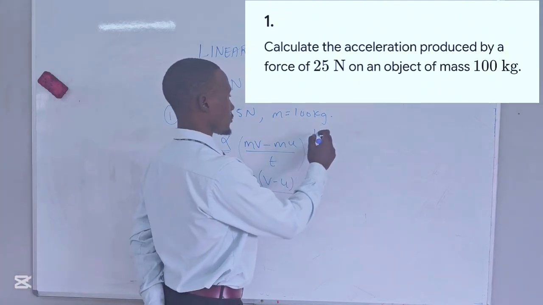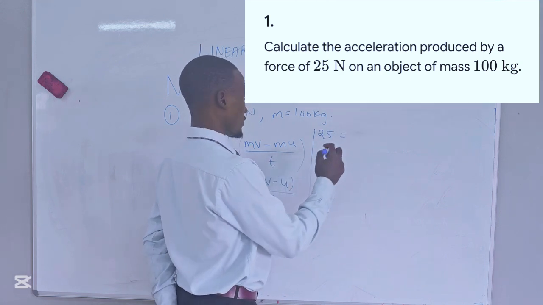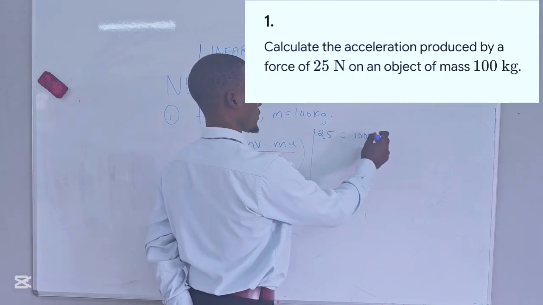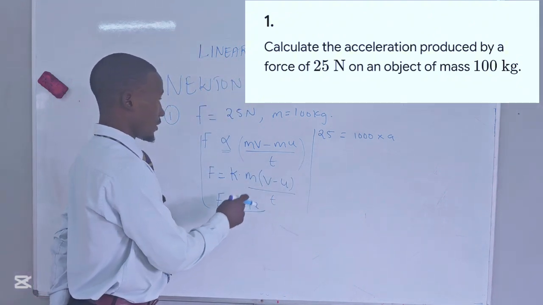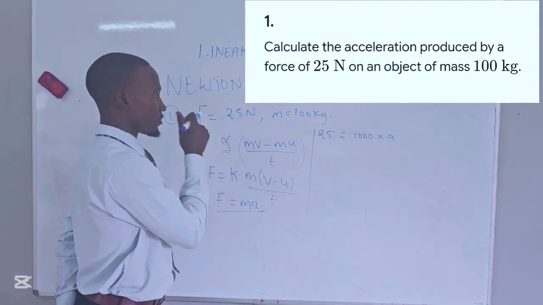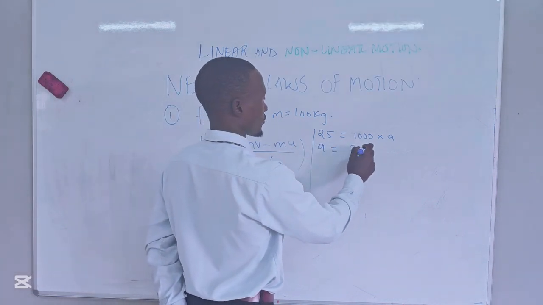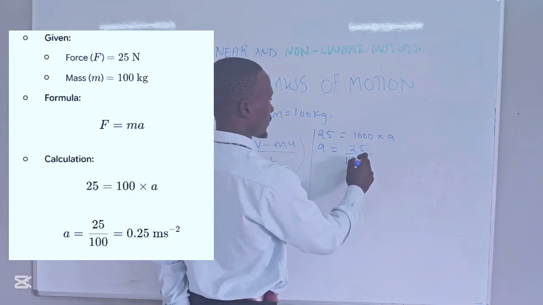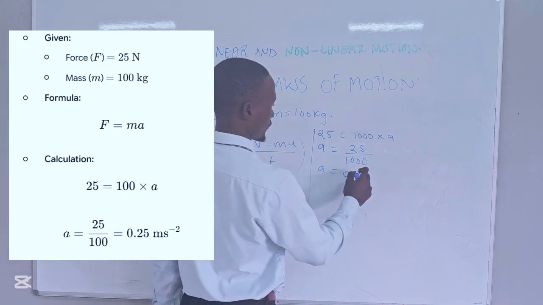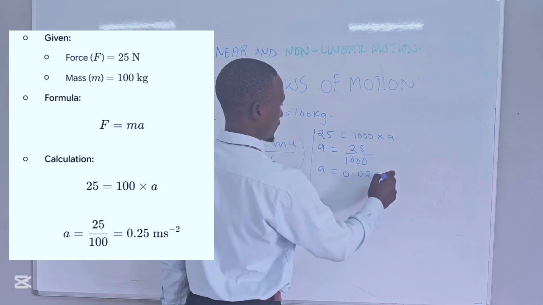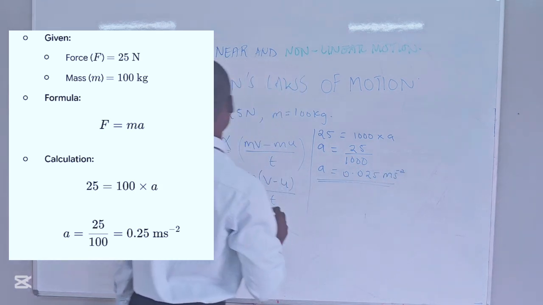So let's substitute. The force is 25 newtons. Make sure the force is in newtons and the mass is in kilograms, times acceleration. So we are substituting the force and the mass in the equation. So our acceleration will be 25 over 1000, and our acceleration will be 0.025 meters per second squared. That is question 1.